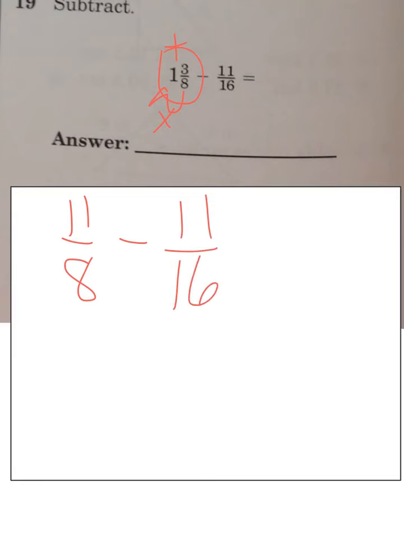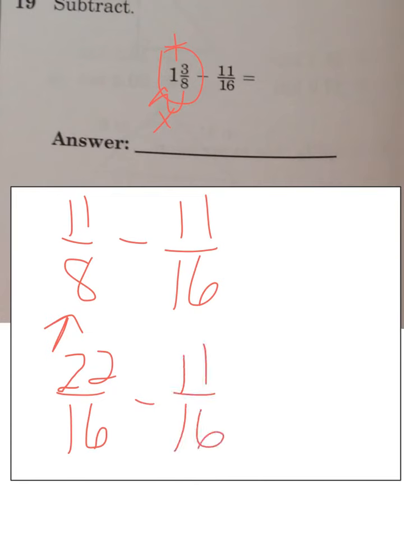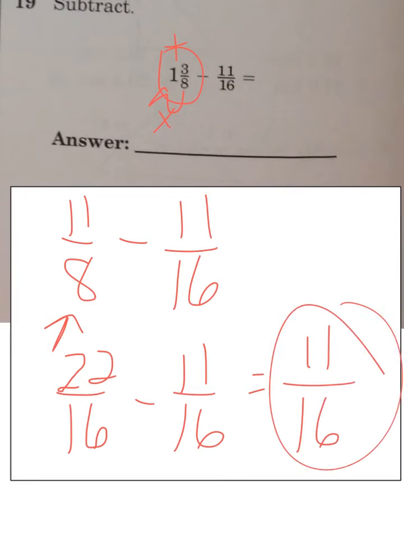Remember, to add or subtract fractions, you need to change the fractions so that there's a common denominator. In this case, it would be 16. So 8 times 2 is 16. 11 times 2 is 22. Subtract 11/16. Now you subtract across. 22 minus 11 is 11. You keep your same denominator. It's 16, so the correct answer is 11/16.